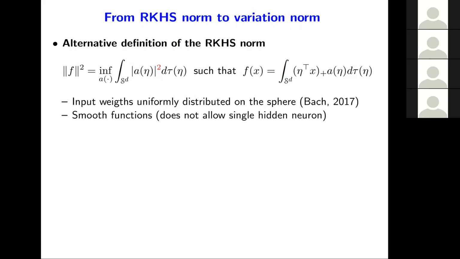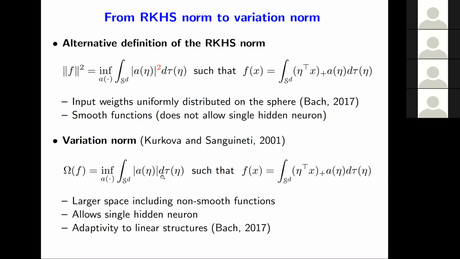What I'm going to consider now is replacing the square L2 norm by the L1 norm. Okay, so the exact same representation. I want to look at functions which are linear combinations of potentially a continuum of neurons. But now the subtle change is that I'm going to put an L1 norm. And what this subtle change is allowing is to allow for a single neuron.